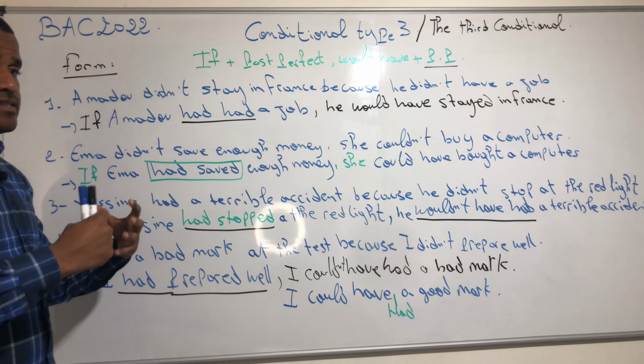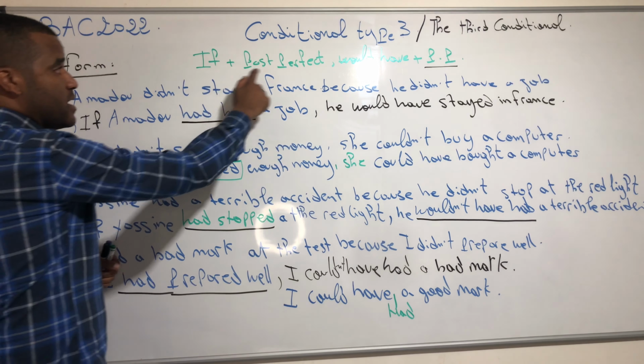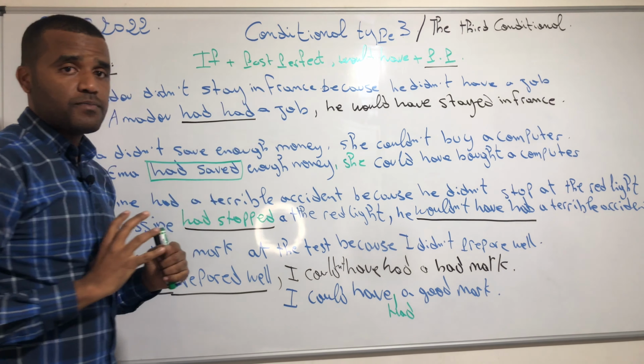This is how they give you this lesson in national exams. Do they give a sentence like this? They give you a sentence, a situation in the past, like this: Amadou didn't stay in France because he didn't have a job. You should understand the sentence first. Then you are going to write it using if. So you should remember whenever you find if, it's followed by the past perfect, had plus the past participle, concerning conditional type 3.